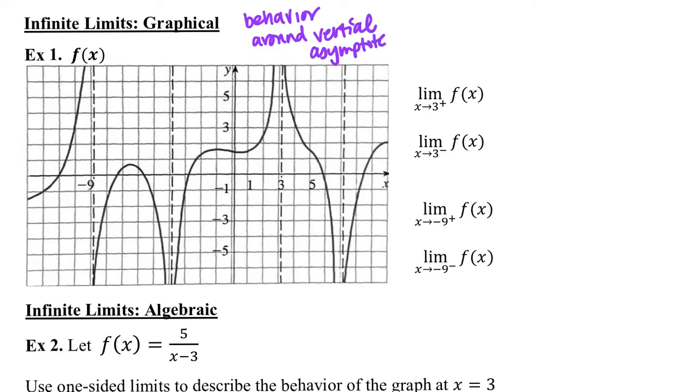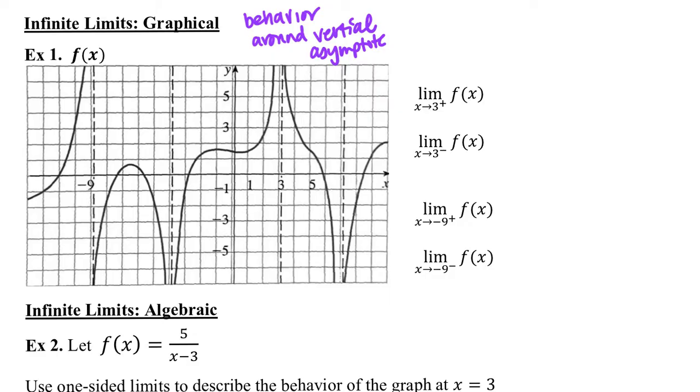Okay, so this is the graph of f of x. The limit as x approaches 3 from the positive, and the limit as x approaches 3 from the negative side. First, let me look at x equals 3. At x equals 3, there's actually an asymptote. So I'm trying to figure out on either side of the asymptote, what is the graph doing, or what are the y values of the graph doing?